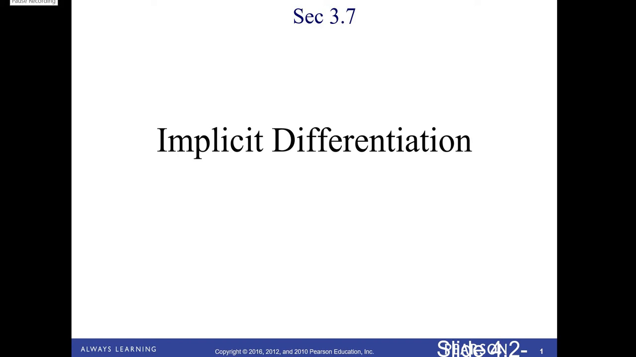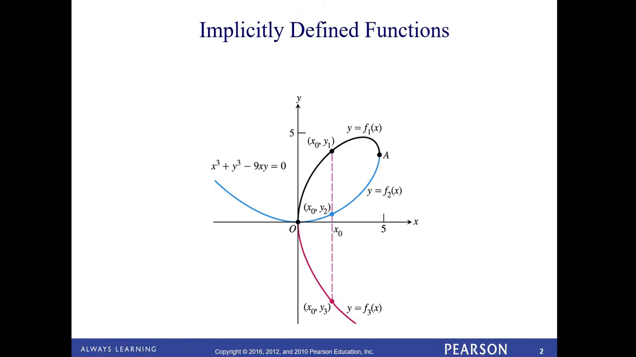Section 3.7 is implicit differentiation. There are times when we have a function that's defined implicitly. What that means is this equation defines this graph that is really made up of three separate functions. You can see that the graph as a whole is not a function. It does not pass the vertical line test here, or many places.